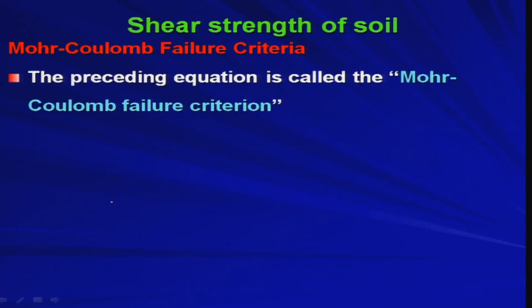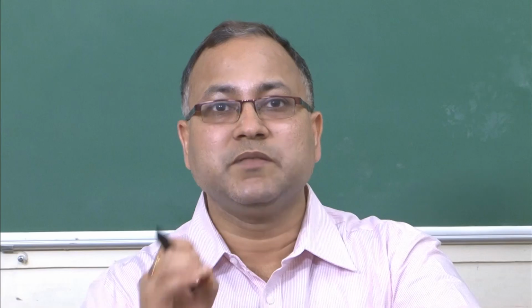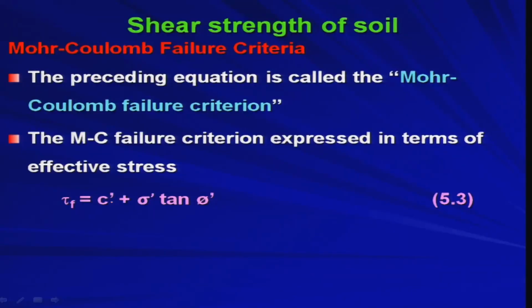Now, the preceding equation is called the Mohr-Coulomb failure criteria. Whatever equation we have seen in equation 5.2 is basically known as the Mohr-Coulomb failure criteria.